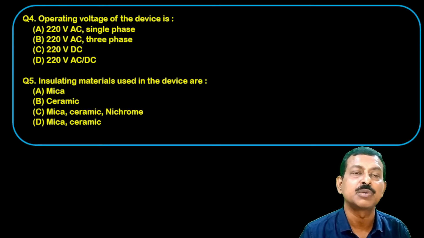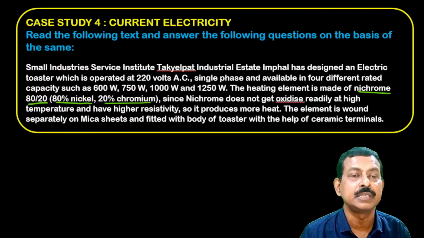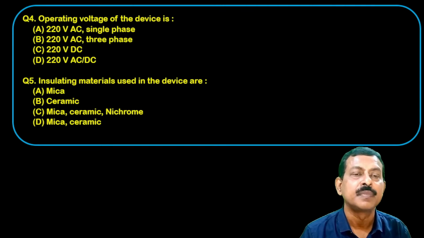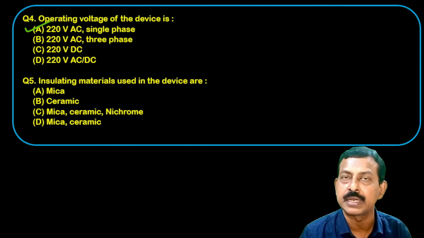Let's take the next question: the operating voltage of the device. Again, this is also mentioned in the passage. It is mentioned that the toaster is operated at 220 volt AC single phase. So obviously this is the correct option. We'll look for this one: 220 volt AC single phase. The first one is the correct one. The other options are 3-phase, 220 DC, and 220 volt AC/DC. So obviously the first one is the correct option here.